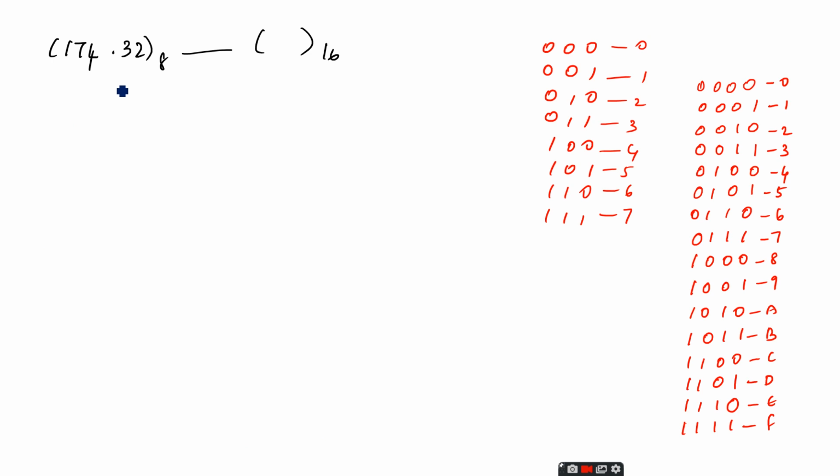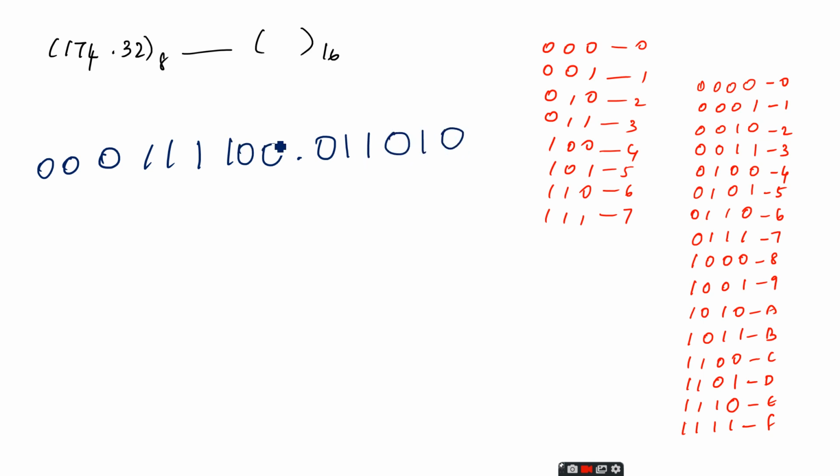Is 174.32. We'll write the binary value of this octal number. 1 is 001, then 7 is 111, 4 is 100, point, 3 is 011, then 2 is 010. After that, we have to group it in 4 bits. So this is the first group of 4 bits. Now this is the second group of 4 bits. Now it is only 1 bit. We have to add 3 more zeros to make it 4 bits.